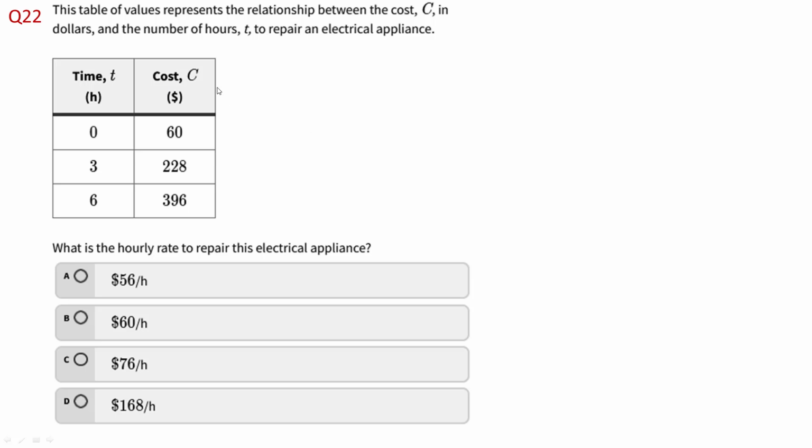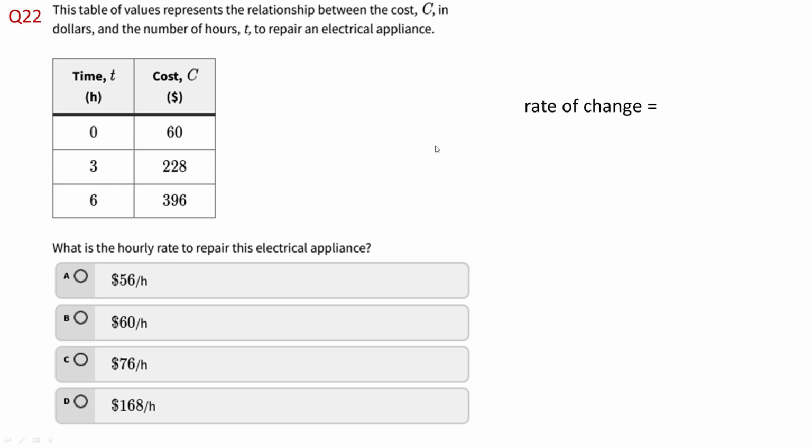Question number 22. The table of values represents the relationship between the cost C in dollars, and the number of hours T to repair an electrical appliance. And you're asked, what's the hourly rate to repair this electrical appliance? So notice again, the time isn't going up by 1. It doesn't go 0, 1, 2, 3, etc. It goes in increments of 3, actually.